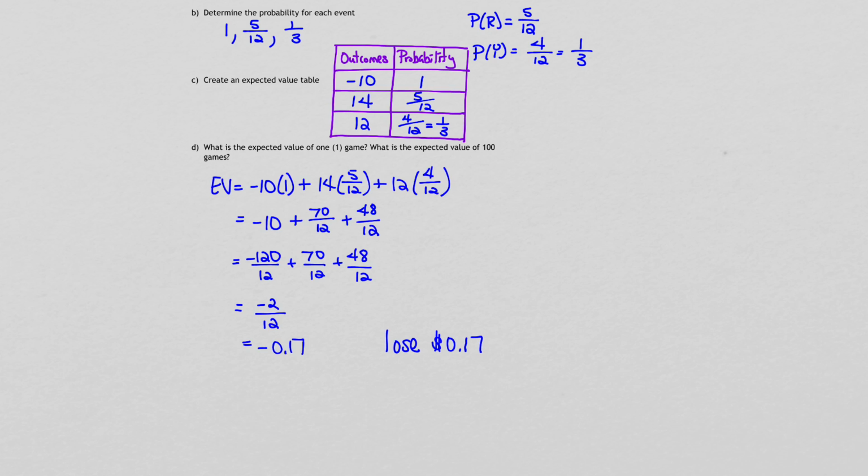Then it says, what is the expected value of 100 games? And so this, we just multiply our expected value of -0.17 times 100. That's all we do. And we end up with -16.67. So if you played this game 100 times, you would expect to lose $16.67.